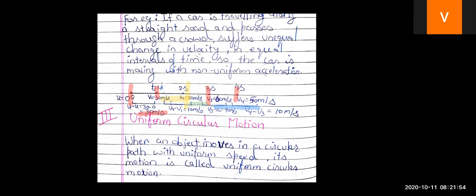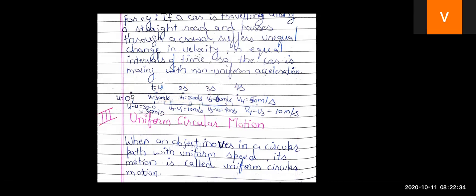So here you can see that the change in velocity might be an increase, it might be a decrease in velocity, that does not make any difference. But the change in velocity is not equal. For the first time slot, it is 30, then it is minus 10, then it is 40, then again it is minus 10, but it is not equal, right? So if an object is moving on a straight path and the change in velocity is unequal in equal intervals of time, the acceleration is said to be non-uniform acceleration.